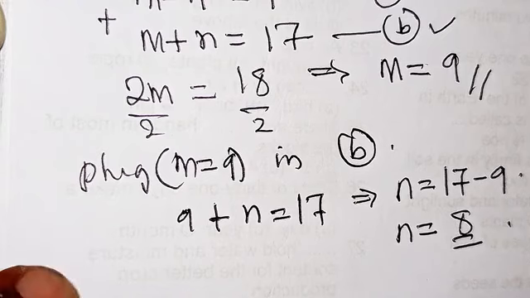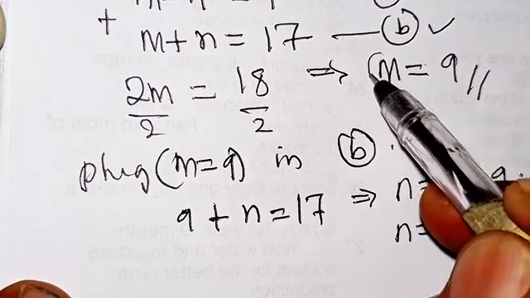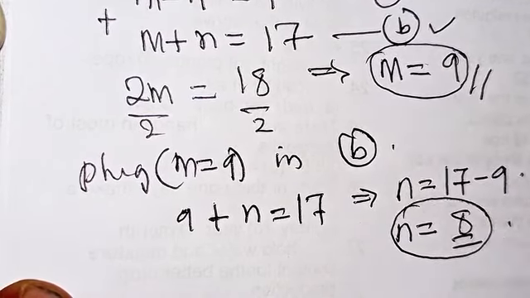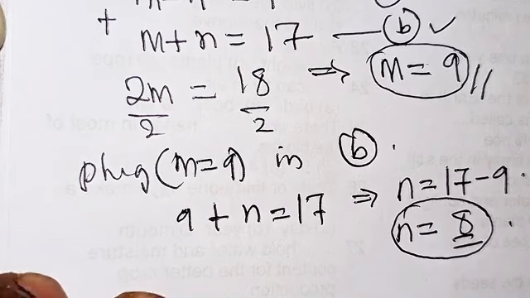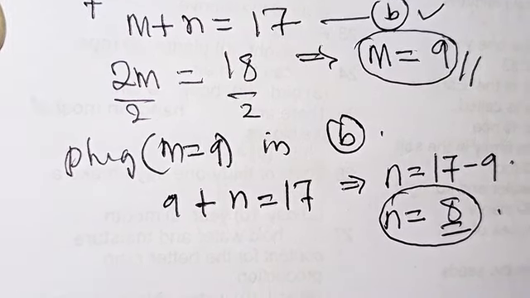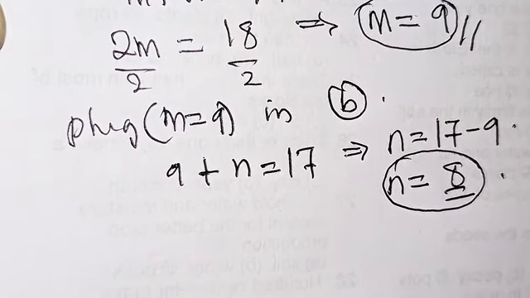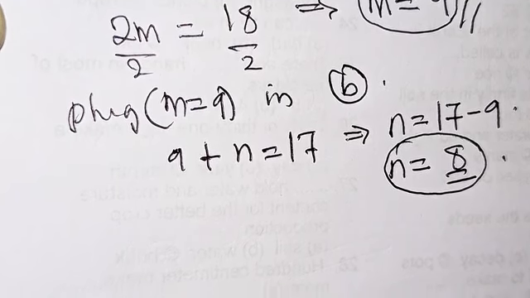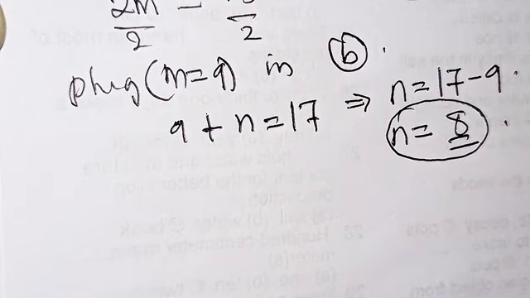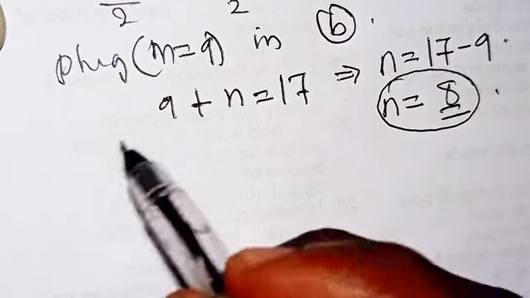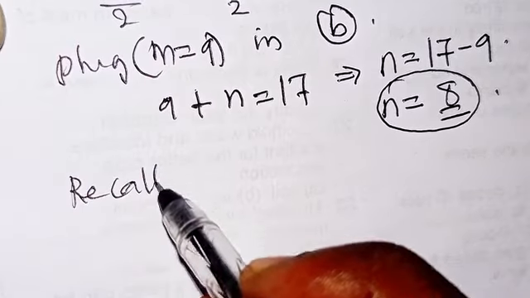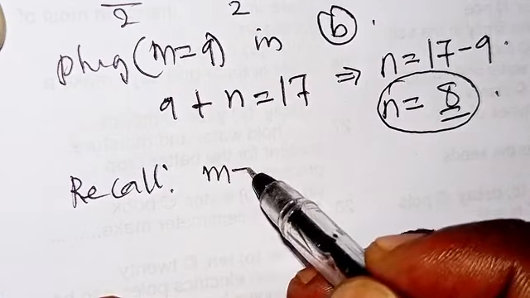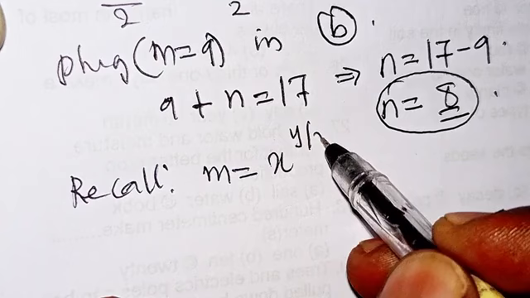So now from there we need to recall. So let me put this inside a circle. So now we are not looking for m and n. What we are looking for is x and y. So now, having that, you need to recall that m equals x to the power y over 2.